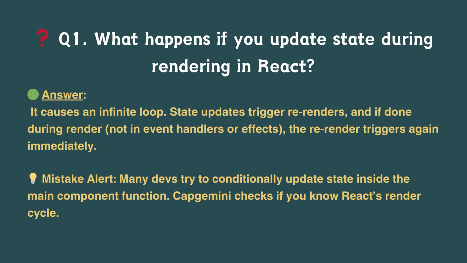The answer to the first question is that it causes an infinite loop. State updates trigger re-renders, and if done during render, not even in event handlers or effects, the re-render triggers again immediately. Mistake alert: many developers try to conditionally update state inside the main component function. Capgemini checks if you know React's render cycle.